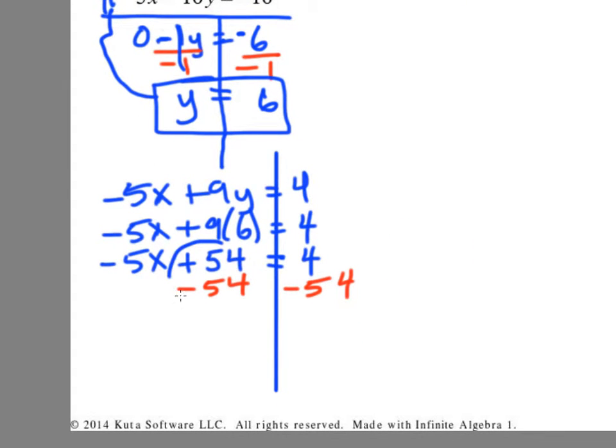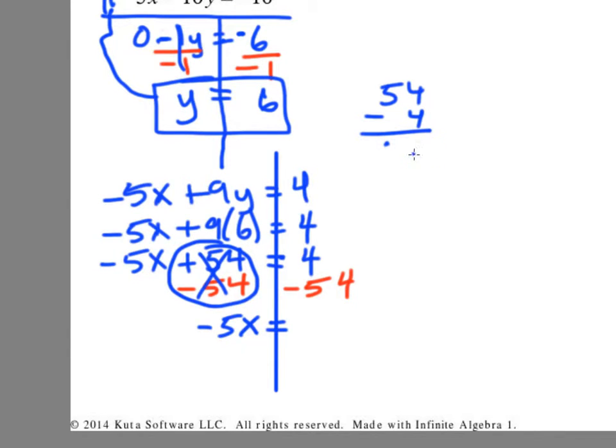All right, so 54 minus 54 is just 0. So I get negative 5x equals, what is this? This looks like different signs. Subtract negative 54. So think about 54 minus 4. 54 minus 4, that just gives you 50, right? So that's going to be 50. Take the sign of the bigger number. The negative team is much stronger, so we get negative 50.